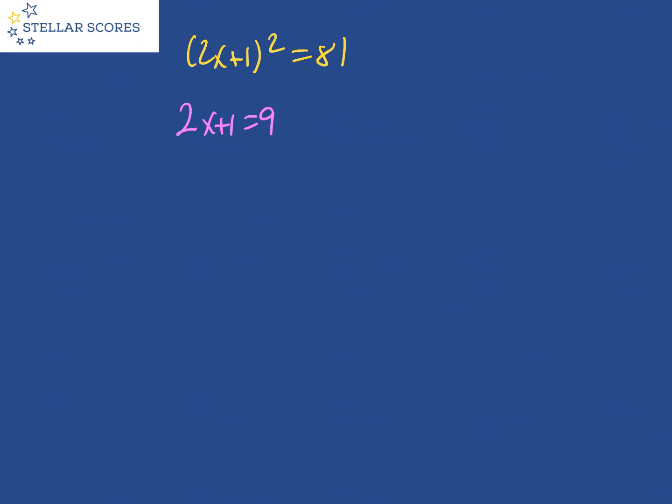Let me subtract the 1. So 2x then is equal to 8. Divide by 2, x is equal to 4. So sometimes my students do this and think, oh, the answer's 4 and I'm done. But what did they miss here?